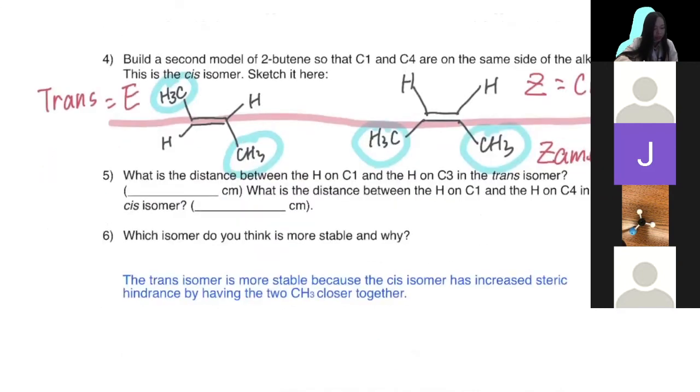Which isomer do you think is more stable and why? The trans one here is more stable because the cis isomer has increased steric hindrance. Steric hindrance is a good way to describe when you have two bulky groups knocking into each other. When they don't want to be so close to each other, you say there's increased steric hindrance.